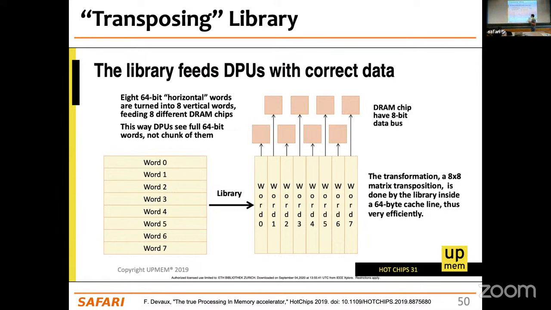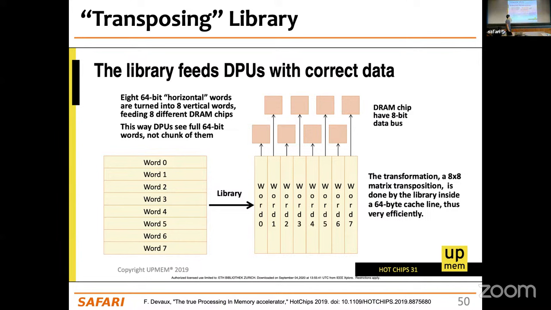If that's the case, in a normal regular mapping, we would have the first 8 bits here, the next 8 bits here, the next 8 bits here, and the first element, the first 64 bits, could span the 8 chips, right? But we don't want that. We want each DPU to access entire values, because we want to perform useful and correct computation with those DPUs.